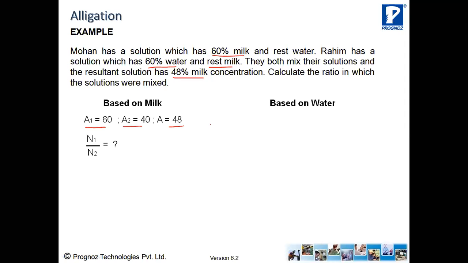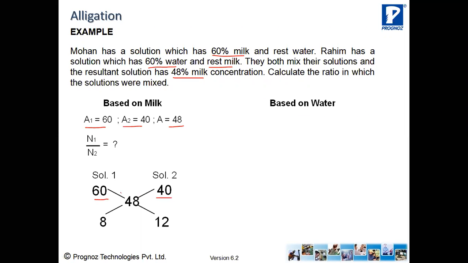So N1 by N2, which is the ratio in which it was mixed, if we have to find, we can use this. ये calculation भी आप कर सकते हैं, standard calculation जो है A minus A2 by A1 minus A, or you can do this diagram. And with diagram, Solution 1 has milk का concentration 60%. Solution 2 has milk का concentration 40%.